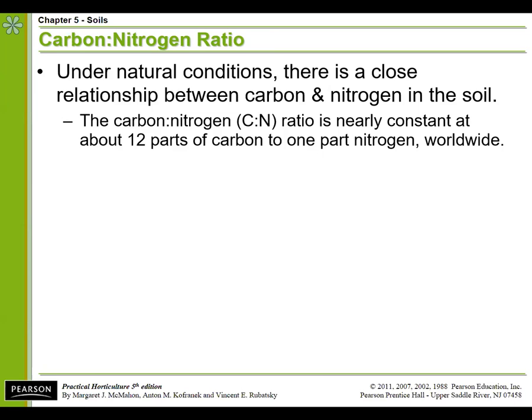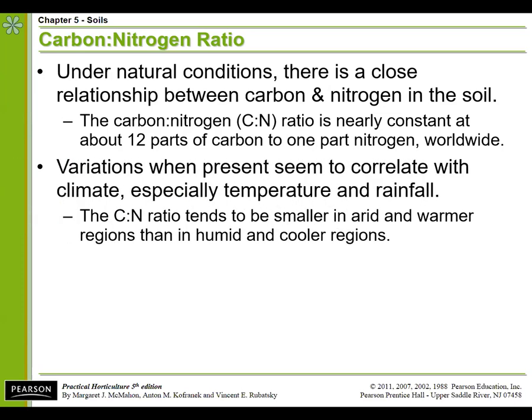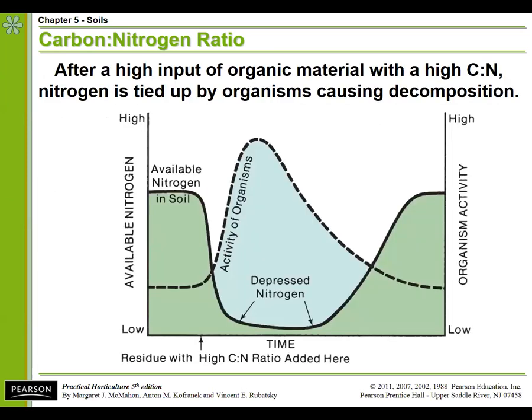That ratio in natural soils is nearly constant at about 12 parts of carbon to 1 part nitrogen. Whenever we add carbon or nitrogen to the soil, we're altering that ratio. We do have variations throughout seasons, especially correlating with the climate, especially with temperature and rainfall. So that ratio tends to be lower in arid regions and warmer regions than in humid and cooler regions. And this carbon to nitrogen ratio is what affects the organic material in the soil.